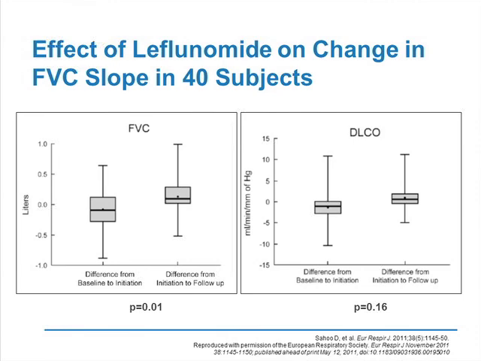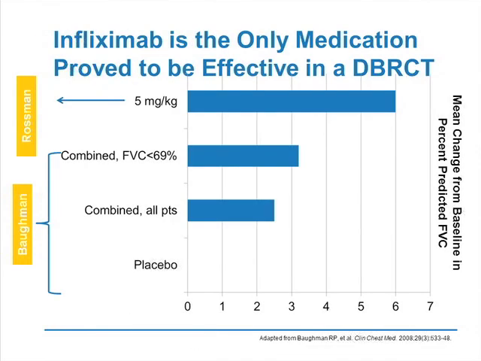However, none of these agents has been the subject of a randomized controlled clinical trial in chronic pulmonary sarcoidosis. The only agent that has been tested in chronic refractory pulmonary sarcoidosis is Infliximab, and that's depicted on the next slide, where this is the only medicine that's been proved to be effective in a double-blind, randomized, placebo-controlled trial.